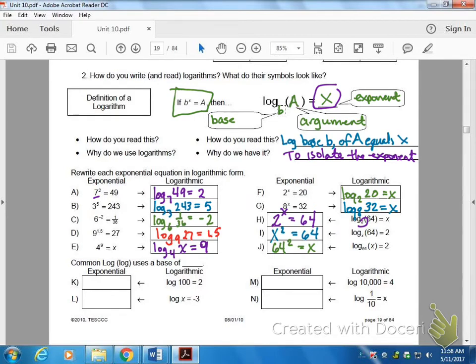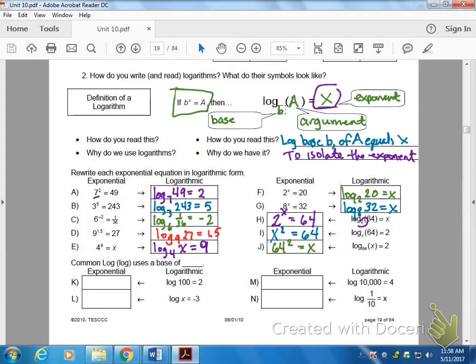All right, go back and check your answers. D, log base 9 of 27 is 1.5. E, log base 4 of x equals 9. F, log base 2 of 20 equals x. G, log base 8 of 32 equals x. I, x squared equals 64. And you could actually find that. You know what you can square to get you 64. And then your 64 squared equals x. And you could find that x as well by squaring your 64.